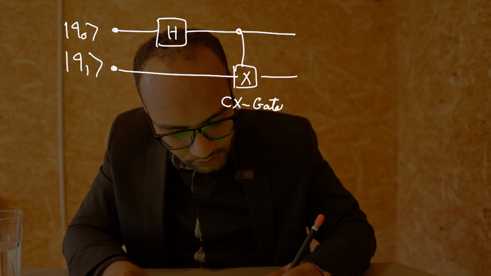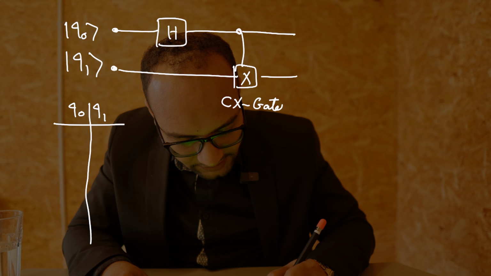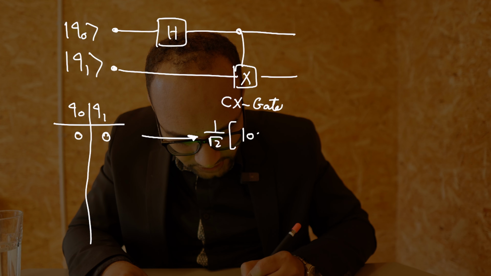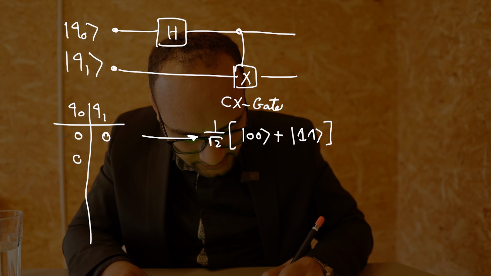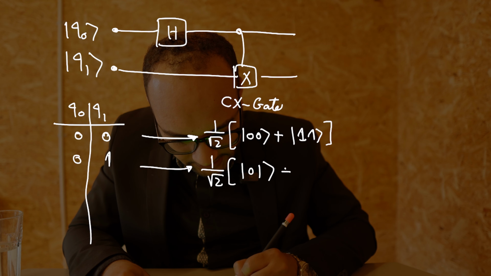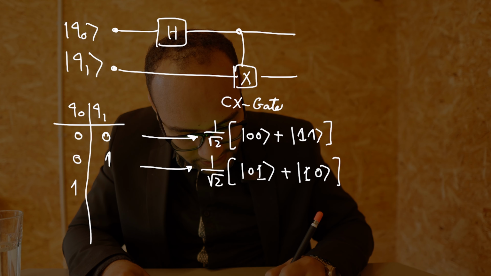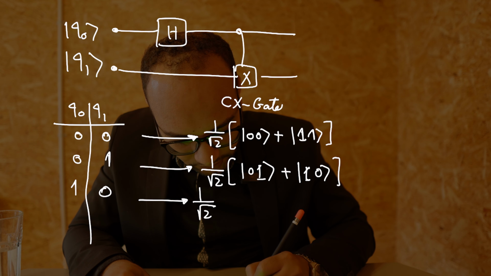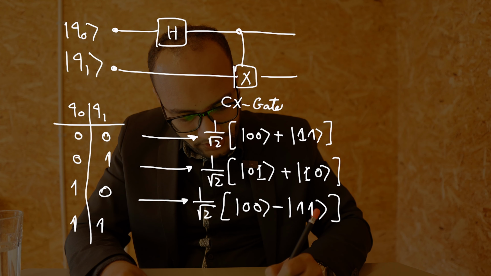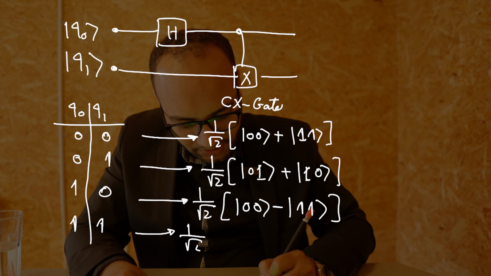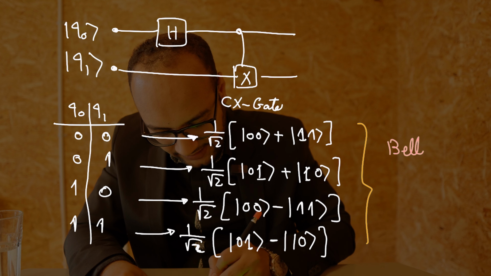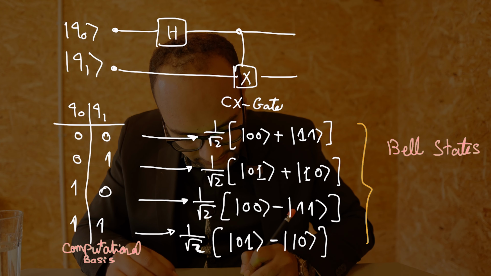So we can form the table of the 2 qubits, Q0 and Q1. If the first qubit and the second are initialized in state 00, then we have 1 over square root of 2, ket 00 plus ket 11. If they are initialized in state 01, we have, as a result of applying the Hadamard plus the CX gate, ket 01 plus ket 10. If we are in state 10, 1 over square root of 2, ket 00 minus ket 11. And then we can initialize them in ones, and then we have 1 over square root of 2, ket 01 minus ket 10, and these are called Bell states. That's the computational basis, and these are the Bell bases.